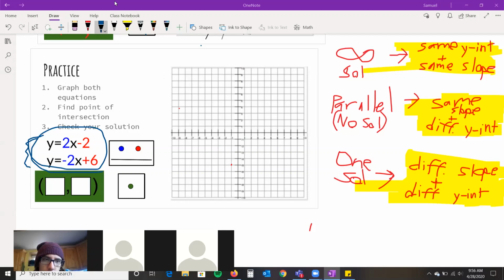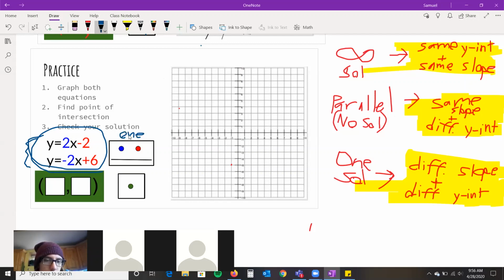Hopefully you are. But just by looking at this, let's check this out. Do they have the same slope? No, not quite, right? This one's 2, this one's -2. So they have a different slope. That means it can't be parallel because they've got a different slope, and it can't be infinitely many solutions because it's got a different slope. So it has to be one solution.